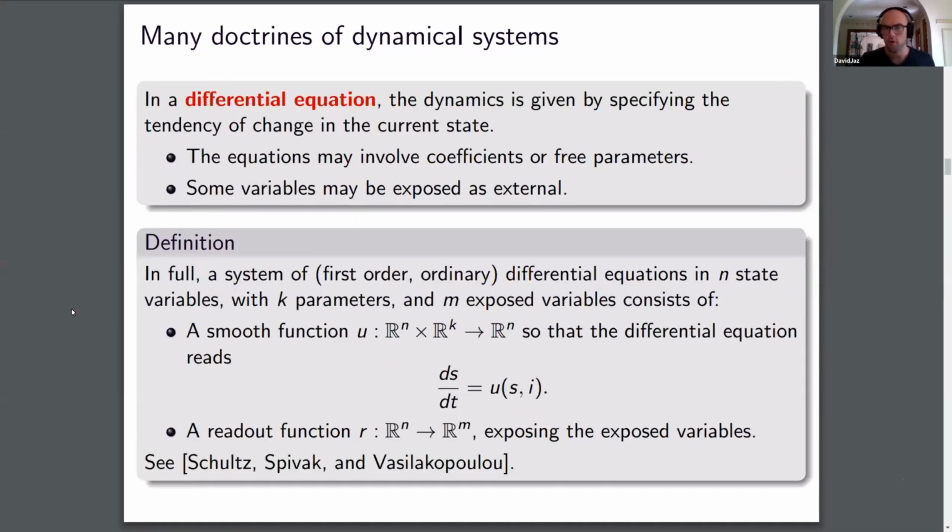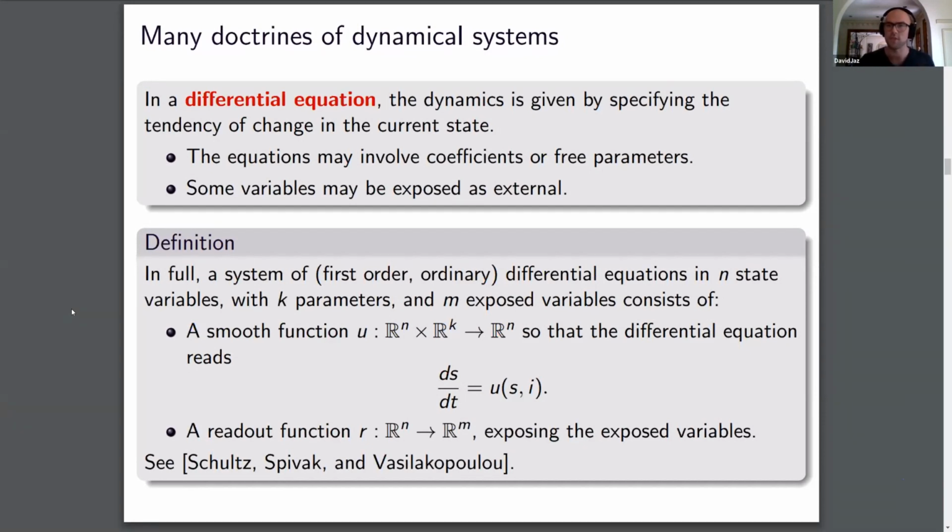In a first order ordinary differential equation, the dynamics are given by specifying the tendency of change that the system has in the current state. The equations often involve coefficients or other free parameters, and some variables we may choose to expose as external. So in full, if we have n state variables, k parameters, and m exposed variables, then we're going to need this vector of functions to put on the right-hand side of our differential equation. It's going to be a function of both the current state and the parameters, and so it's going to have that signature.